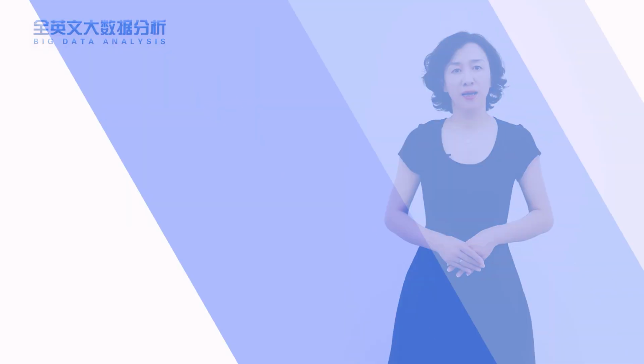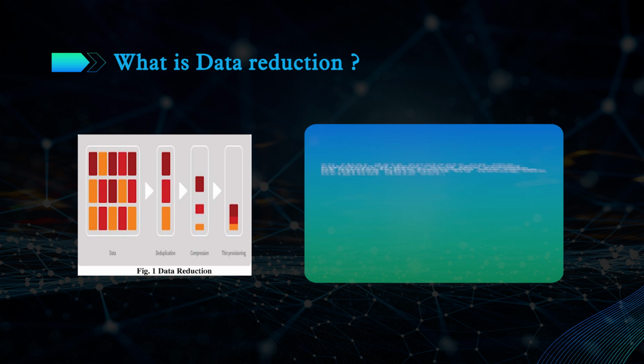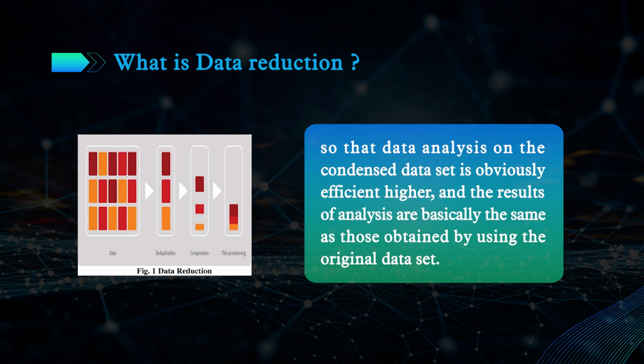Complex data analysis of large-scale database content usually takes a lot of time. Data reduction technology is used to help obtain a condensed dataset from the original huge dataset and make this condensed dataset maintain the integrity of the original dataset, so that data analysis on the condensed dataset is obviously more efficient, and the results of analysis are basically the same as those obtained by using the original dataset.